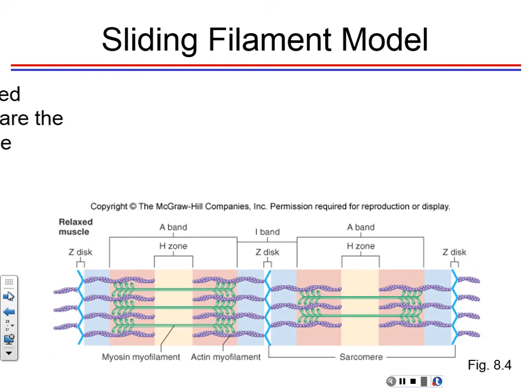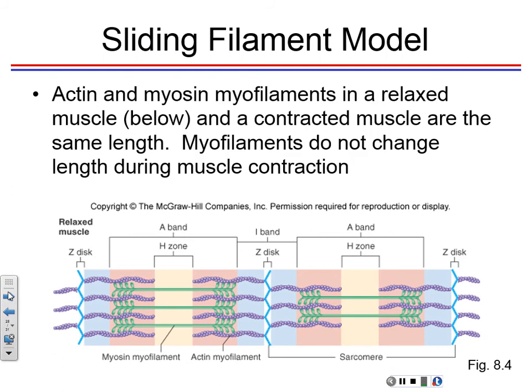All right. So that's the sliding filament model. It's pretty much the actin sliding up on the myosin. All right. So this is the relaxed muscle. There's a degree of overlap that is just right for the muscle to contract. That's why sometimes when the muscle is overstretched, the degree of overlap is going to be almost zero, and then the muscle won't contract with enough force.